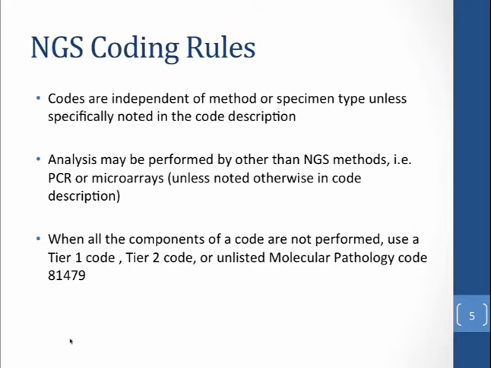Likewise, as usual, when all of the components of the code are not performed, then you go back to using the traditional Tier 1 or Tier 2 codes for specific genes, or you have to use the unlisted molecular pathology code 81479.